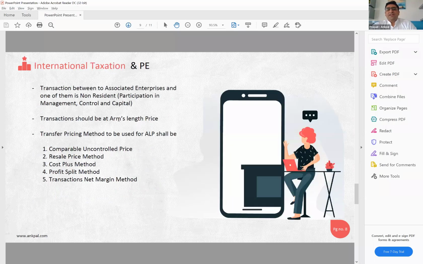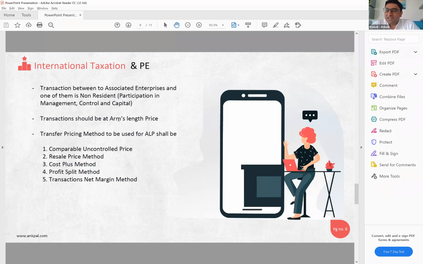Now let's talk about international transactions and private equity offers that you got. International transactions will more or less come into the picture when you have your own entity, a subsidiary, holding or associate outside India, or in the reverse manner, an out-of-India company has a company based in India and has outsourced to you.